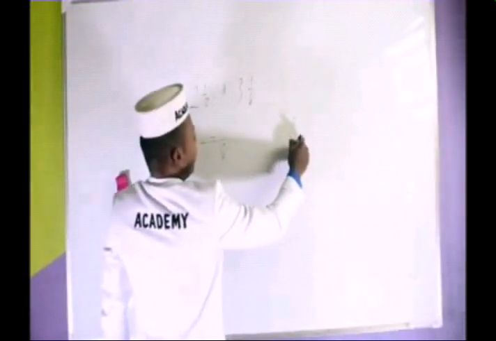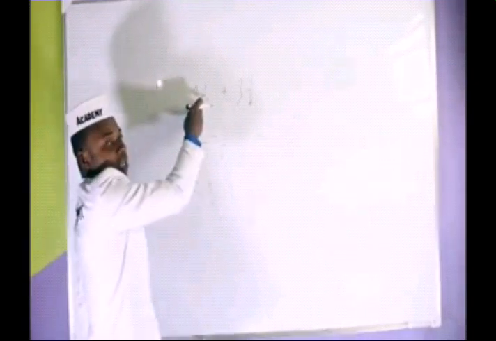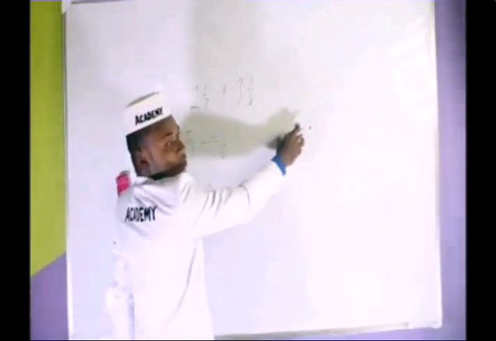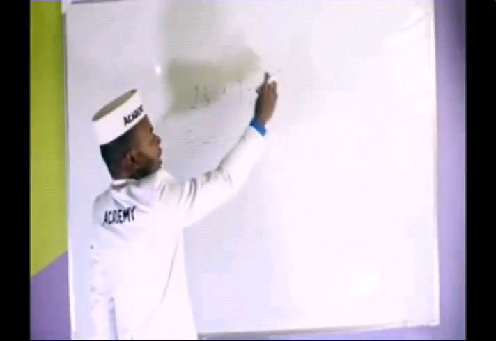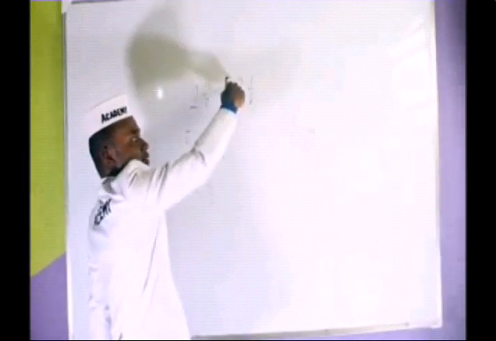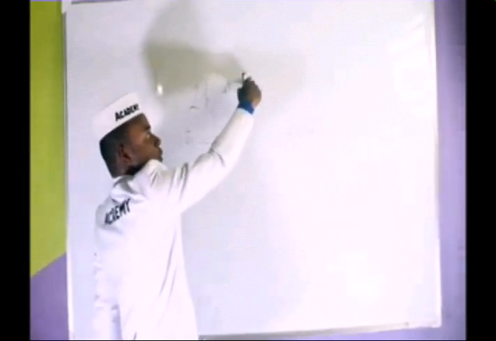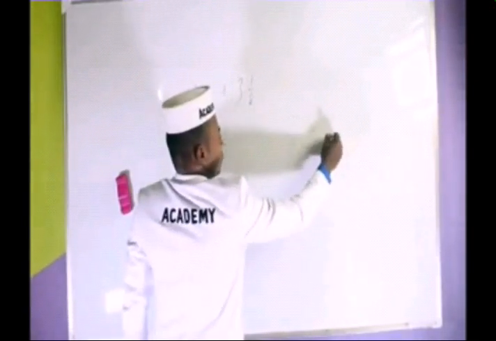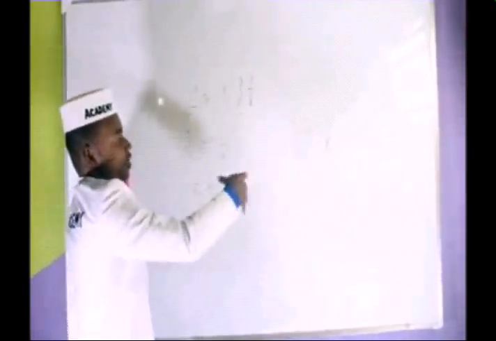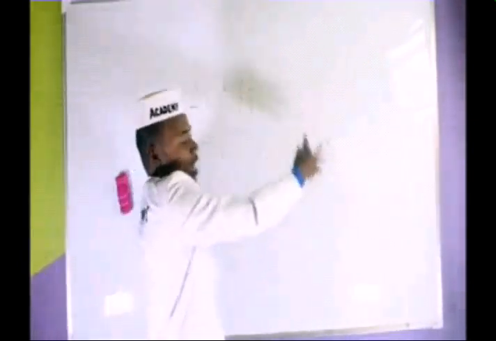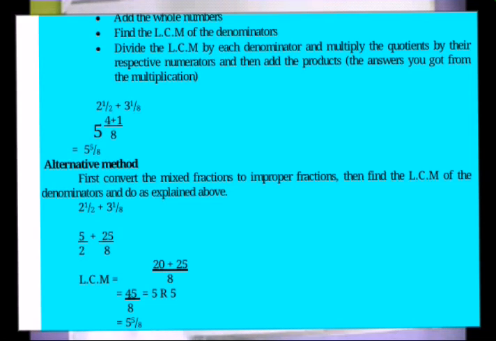5 over 2. This is mixed fraction. This one, mixed fraction. This is improper fraction. Now, to change this one, the same thing, 8 times 3, 24. 24 plus 1, 25. We have 25 over 8. So these have been changed to improper fraction, and we can get the LCM normally, just like we did here, and we can still arrive at the same answer.